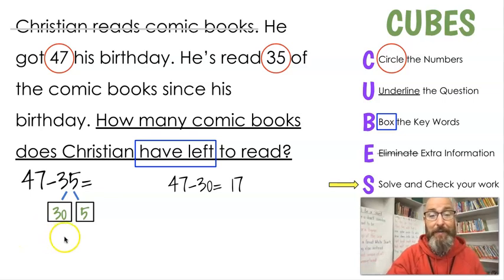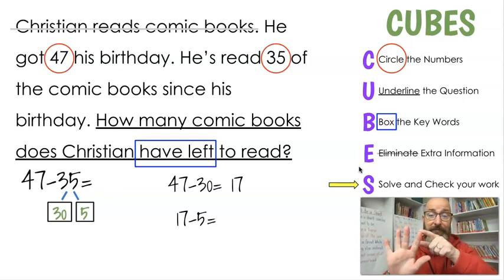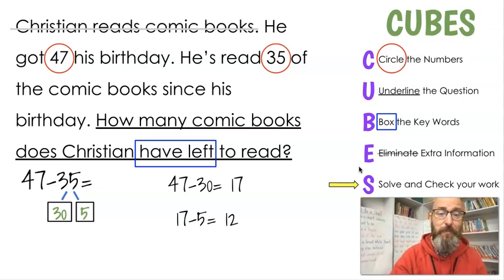We've subtracted our 30. Now it's time to subtract our what? 5. So now we're going to start where we left off. We left off at 17. So now we're going to subtract 17 minus 5. Again, we can just count backwards 5 times. 16, 15... 12. So have we subtracted our 30? Yes. Have we subtracted our 5? Yes. And we had 12 for our last answer, which means that 47 minus 35 is 12. So Christian has 12 comic books left to read.